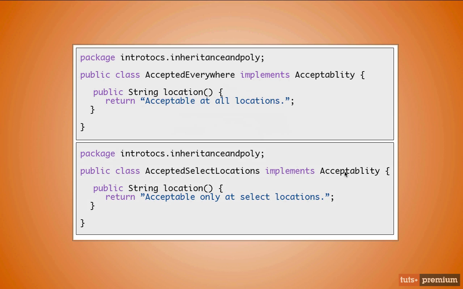Now, one of the main benefits of using an interface is the ability to create an instance variable of the same type as your interface within your superclass, and then letting your subclasses construct new objects of the accepted everywhere or accepted select location classes to give those subclasses specific behaviors without having to duplicate a ton of code within each subclass.